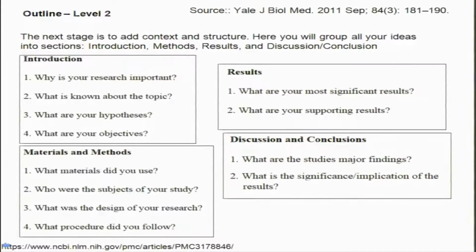And results, what are your most significant results? What are your supporting results, right? These are major things. So you have certain things that are your major results, but to validate your major results, that your experiment did work well and there are no problems with your reagents, you may at times do some supportive experiment to prove that your things did well, and these are called supporting results.